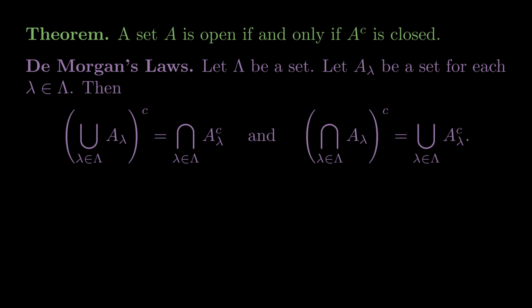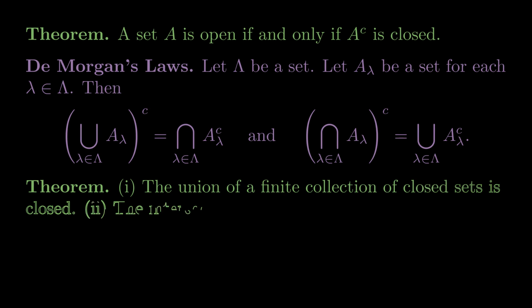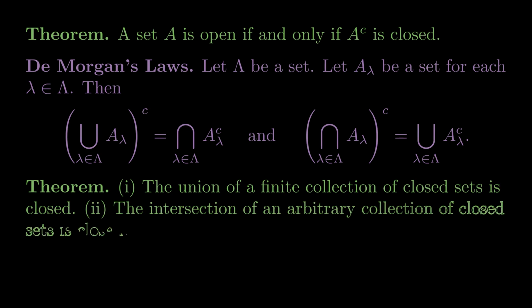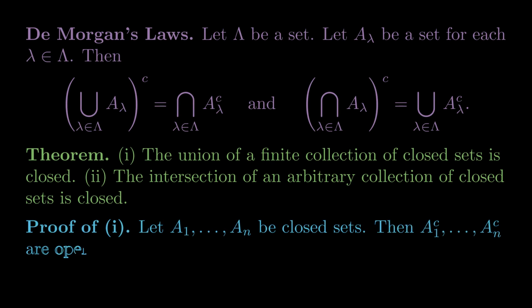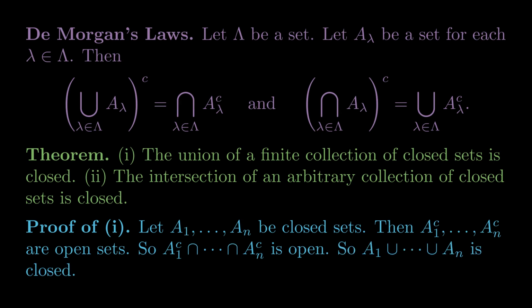Let's combine them with the previous theorem to prove results about unions and intersections of closed sets. The union of a finite collection of closed sets is closed. The intersection of an arbitrary collection of closed sets is closed. For the proof of the first part, let's let A_1 through A_N each be a closed set. Then A_1 complement through A_N complement are open. And so the intersection of A_1 complement through A_N complement is open. But that's the same set as the complement of the union of A_1 through A_N, which means that the union of A_1 through A_N is closed. And the proof of the second part of this is very similar.